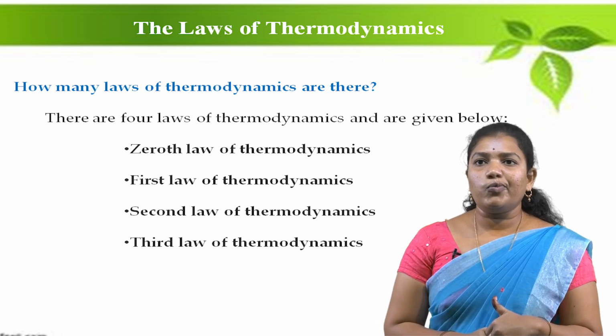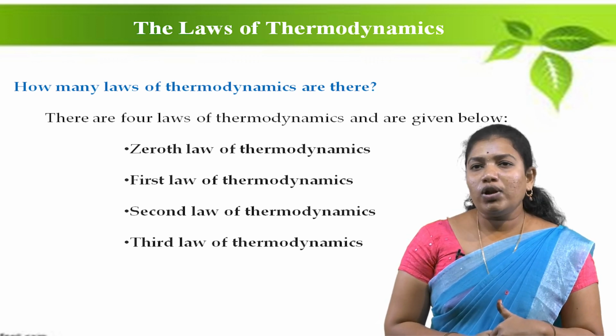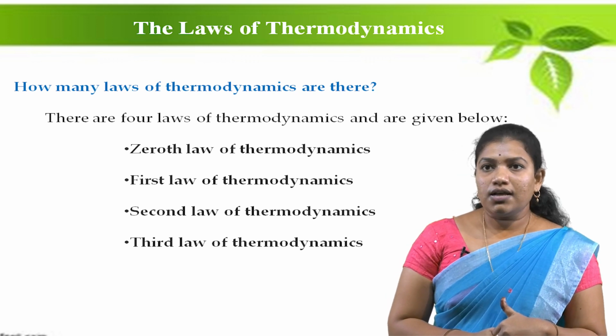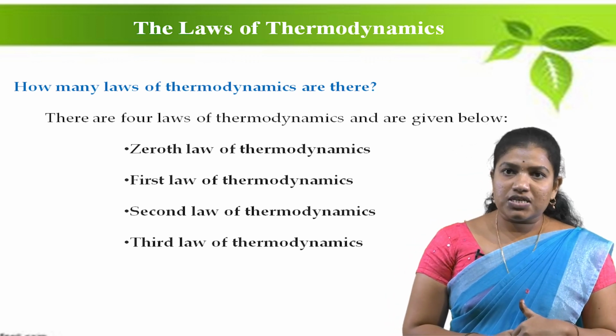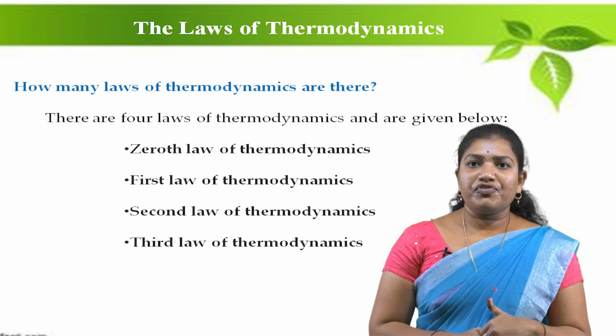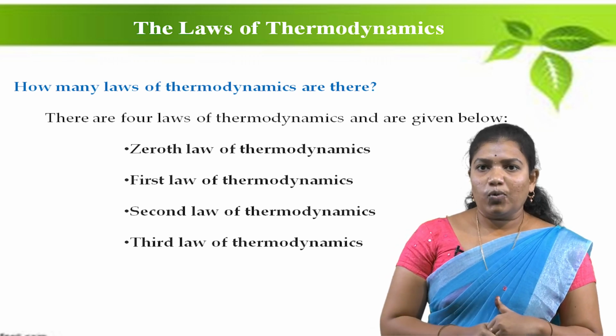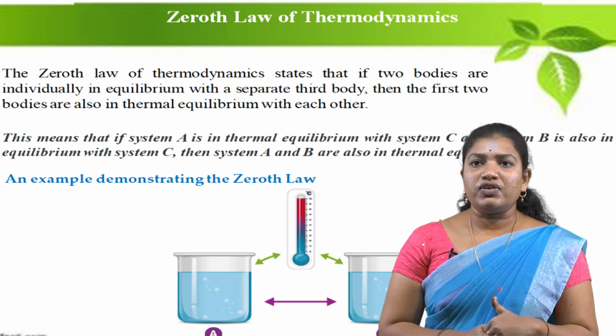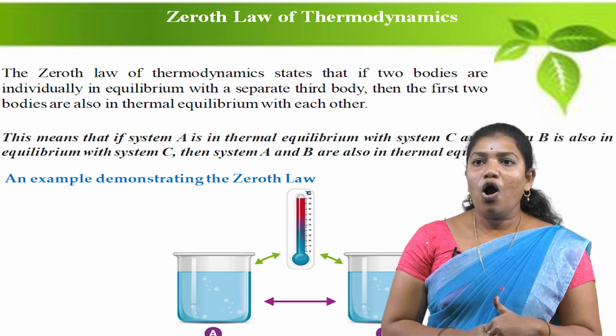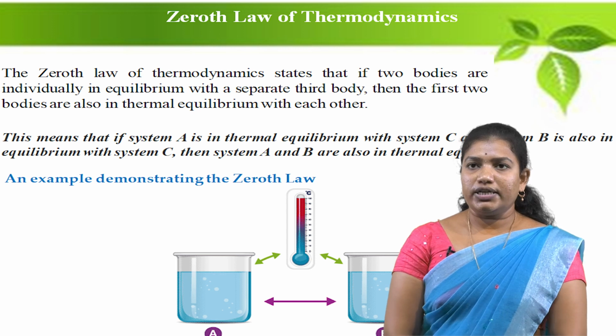How many laws of thermodynamics are there? There are four laws of thermodynamics, given below. First one is the zeroth law of thermodynamics, then the first law of thermodynamics, the second law of thermodynamics and the third law of thermodynamics. In the next few sections we will discuss each of these laws of thermodynamics in detail.